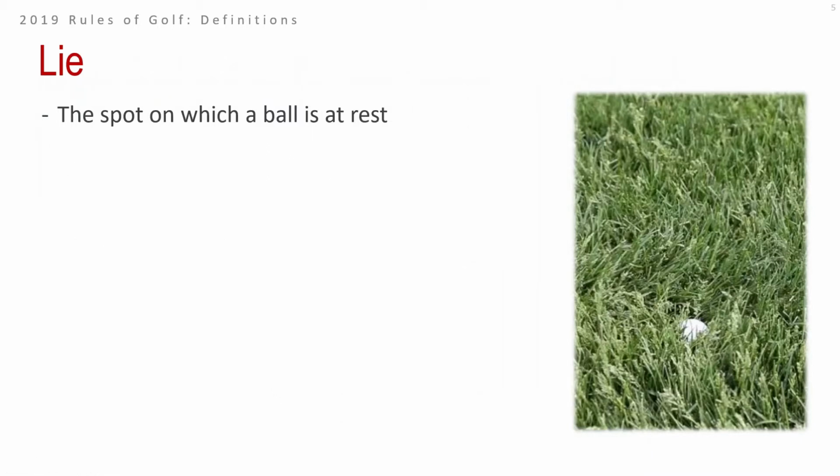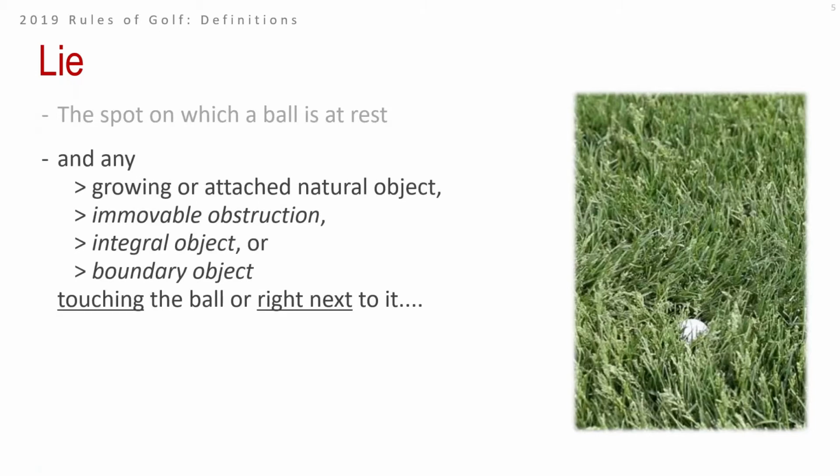The lie is the spot on which a ball is at rest, and any growing or attached natural object, immovable obstruction, integral object, or boundary object touching the ball or right next to it. So an immovable obstruction would be anything that's man-made, like a cart path or a sprinkler head that's right next to the ball or touching it. An integral object would be an object that's man-made, but the committee has decided to call part of the golf course. We don't get relief from an integral object.